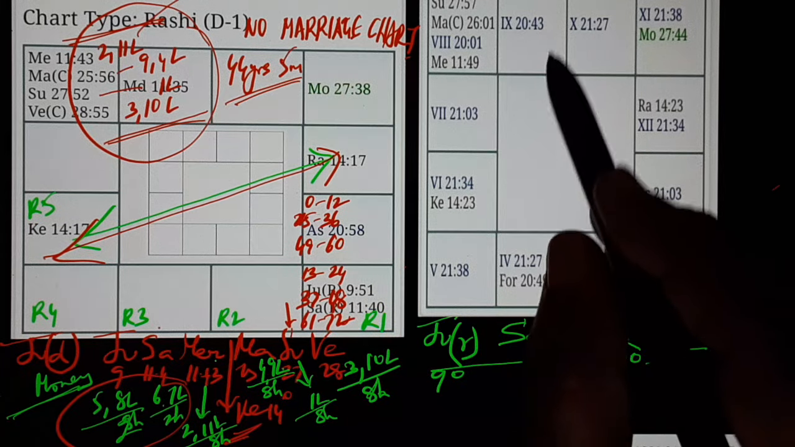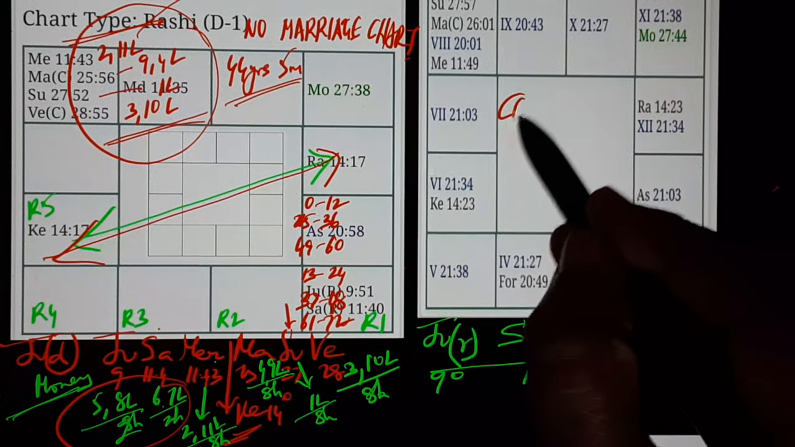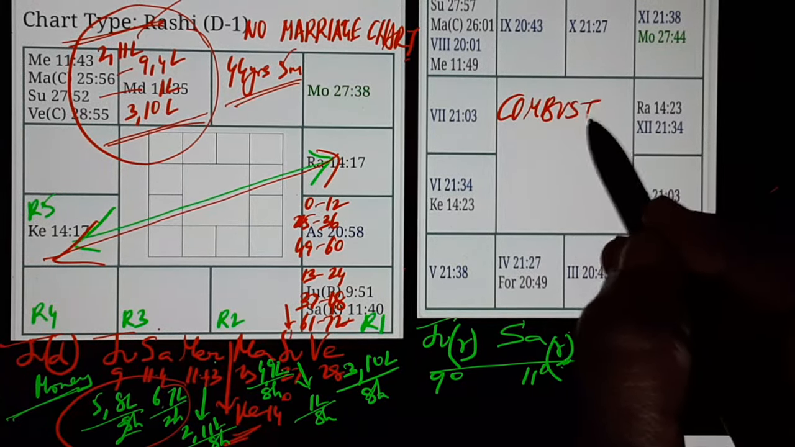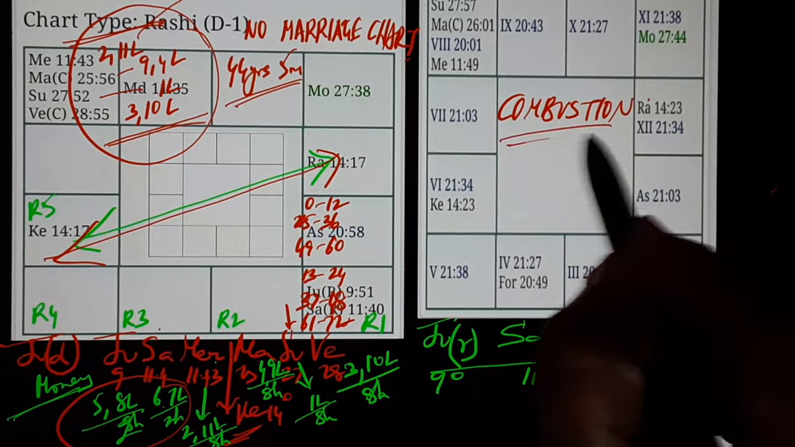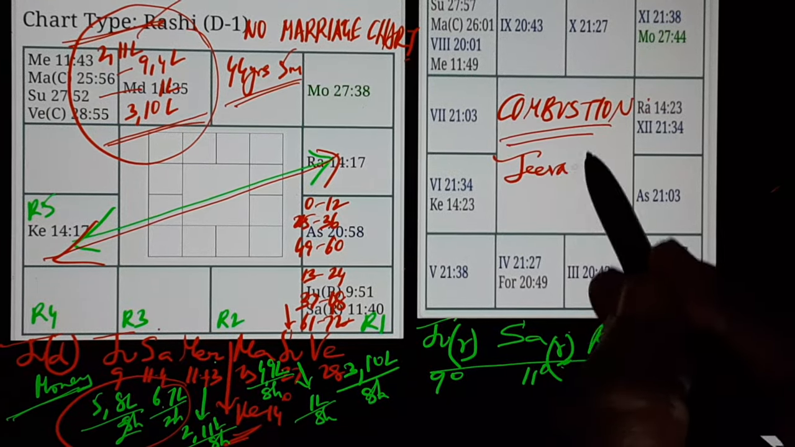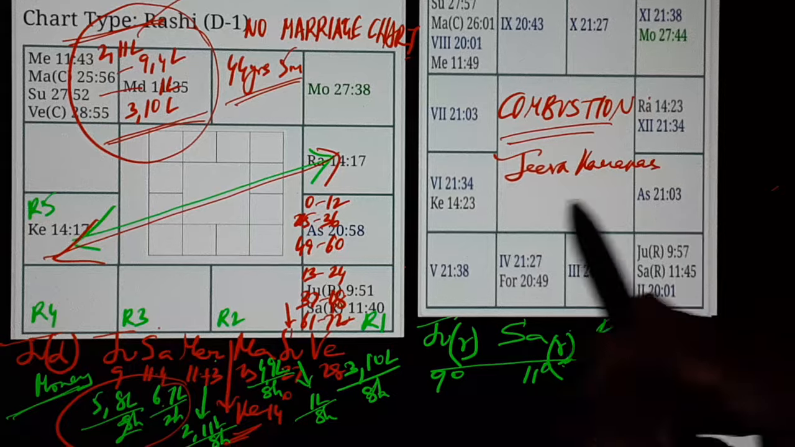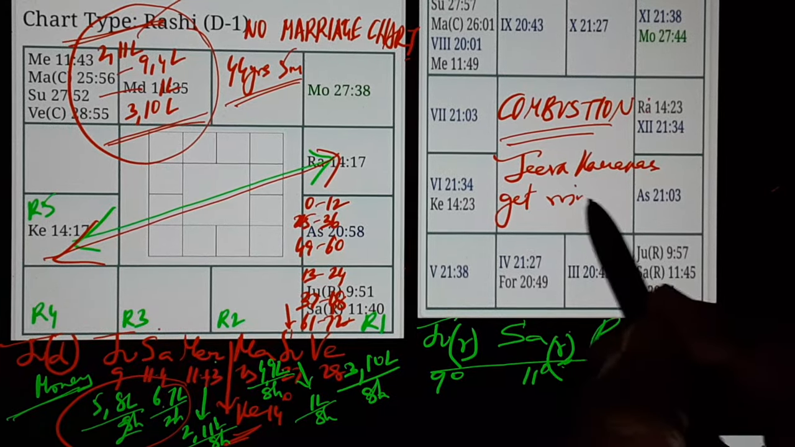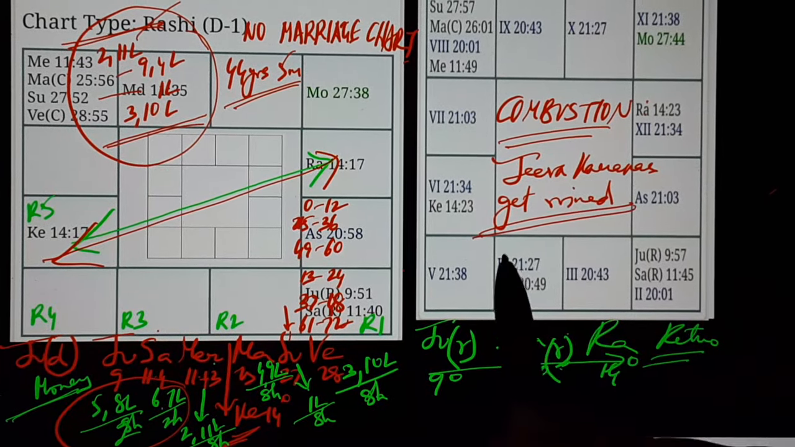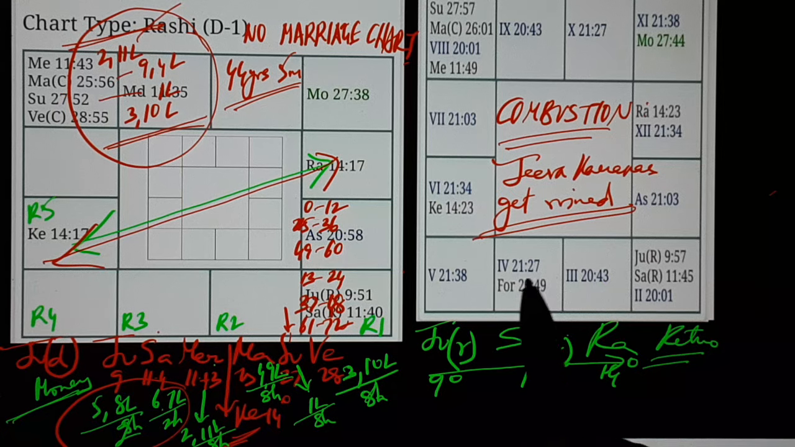When there is a combustion, we should understand the nature of combustion. Combustion is something in which all the jiva karakas get ruined in life. They are ruined, totally destroyed and totally burnt out in life.